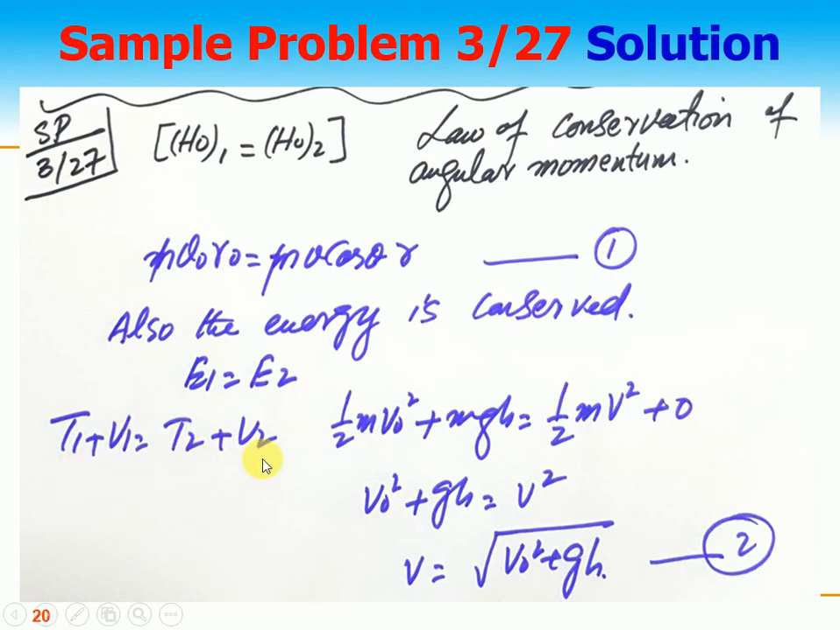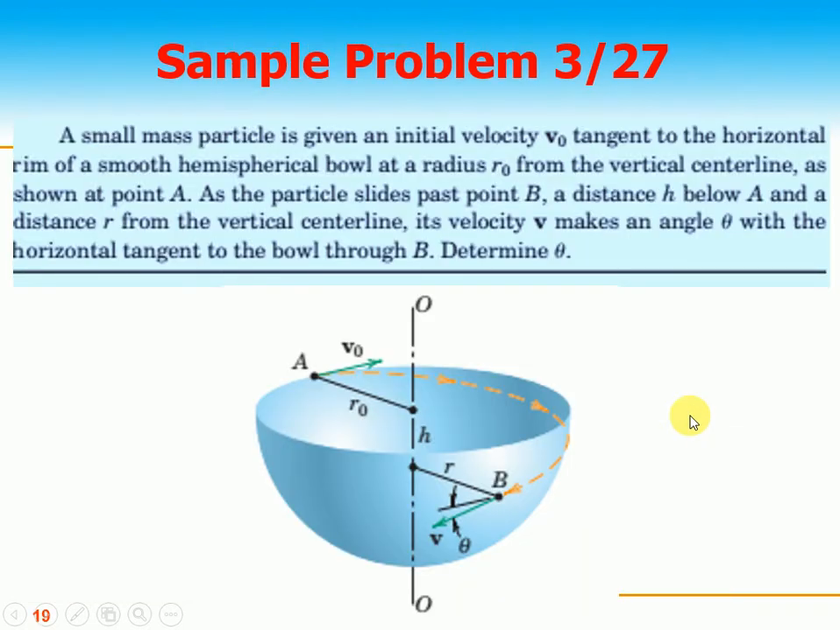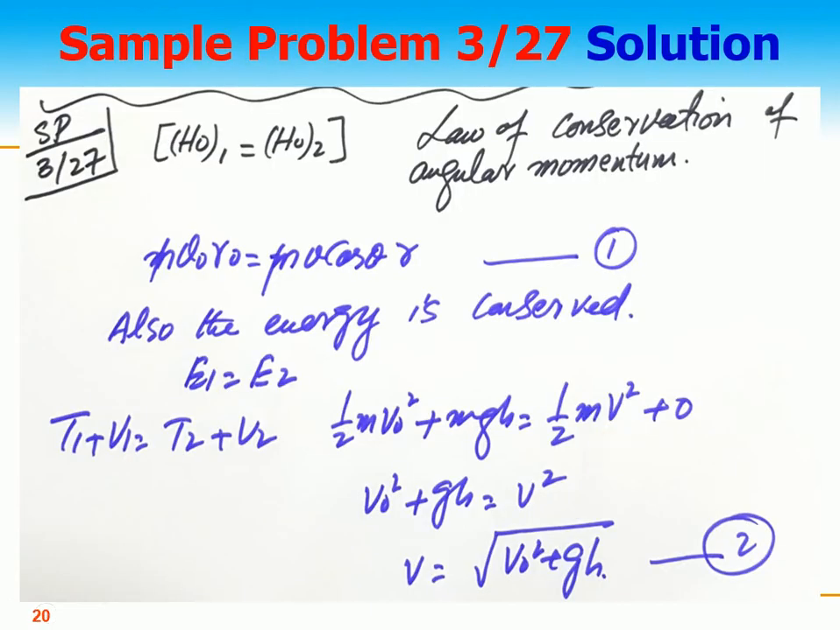T1 plus V1 is equal to T2 plus V2: half m v naught square plus mgh initially, and T2 is half m v square plus 0, because the final potential energy is 0. We are taking this one as the reference, so initially the potential energy is there, and finally it is 0. If I take the reference from above, then of course the reverse will take place. Here the mass cancels out, and simplifying, v square is v naught square plus 2gh, so v is equal to the square root of v naught square plus 2gh. This is the initial velocity, and g is known, h is known.